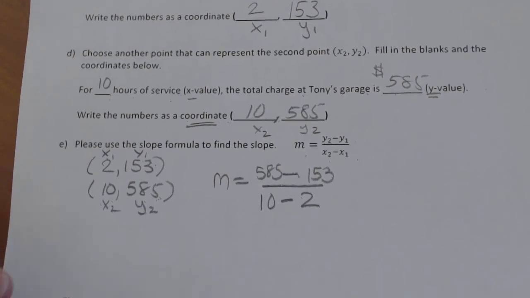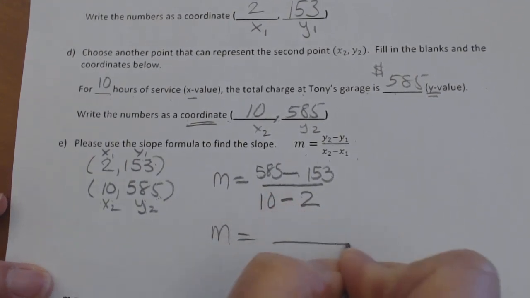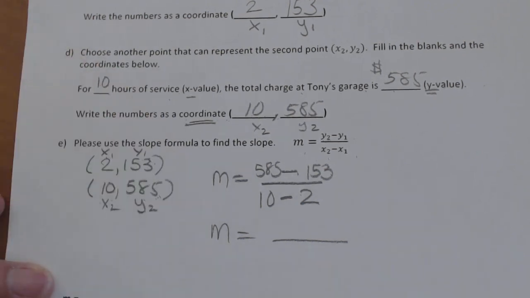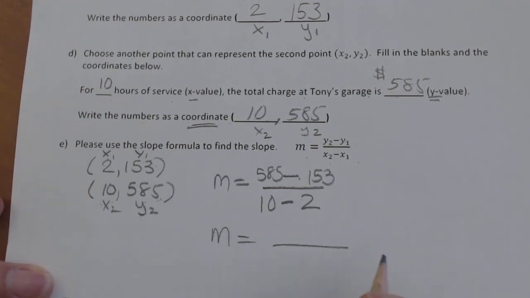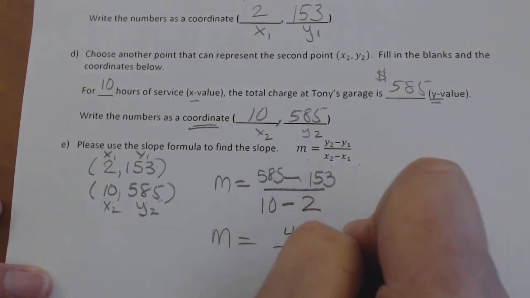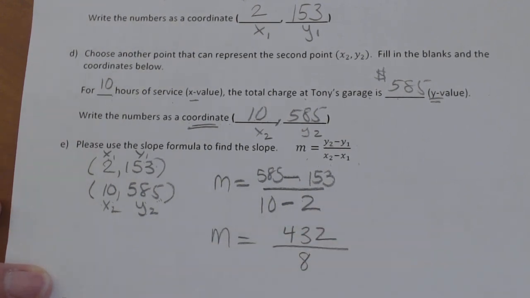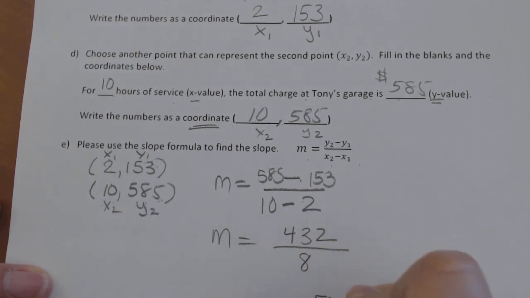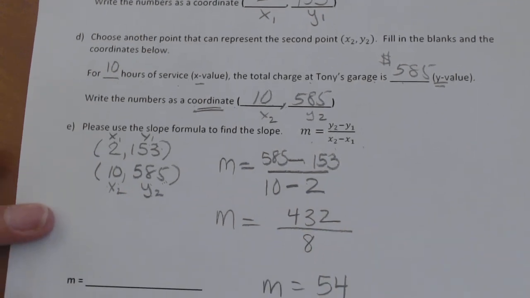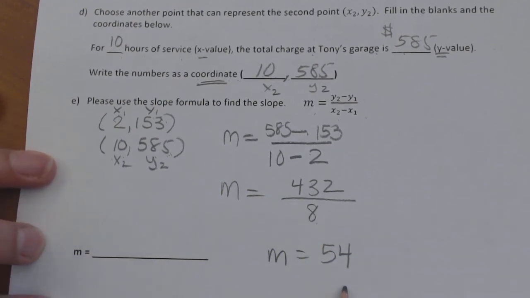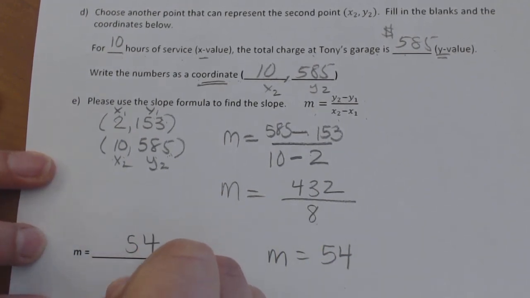Now we're ready to go through and do some of the calculations. On your calculator, please subtract 585 minus 153. And that's going to give you 432. And let's subtract 10 minus 2, which is 8. And if we divide 432 by 8, it does come out to 54. So our slope is 54.